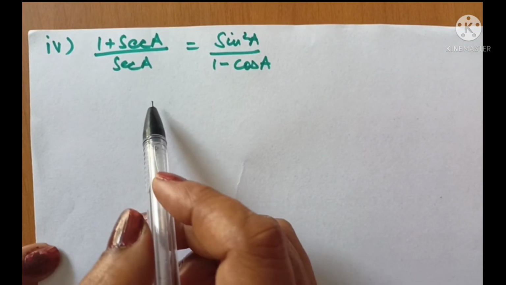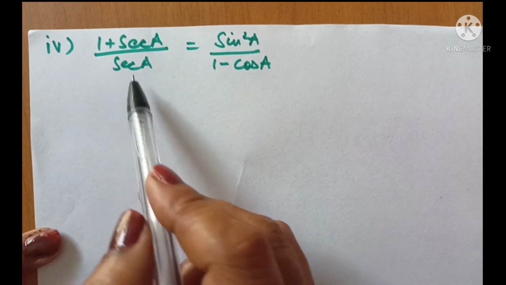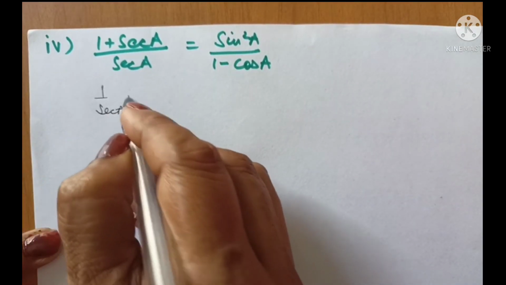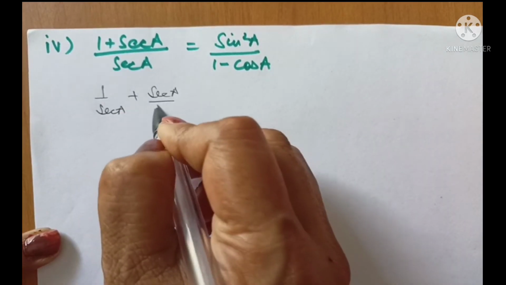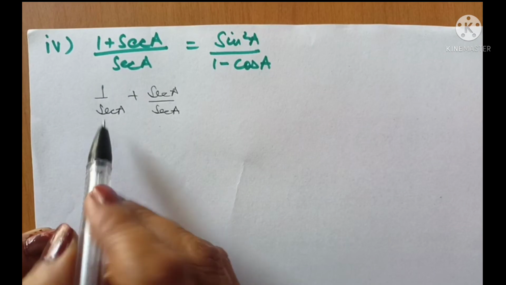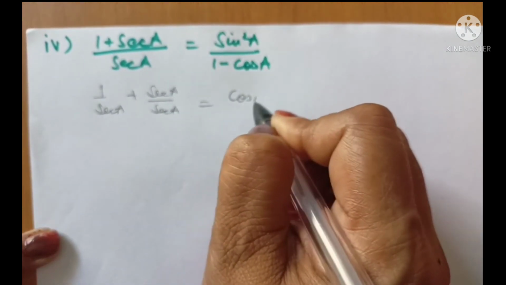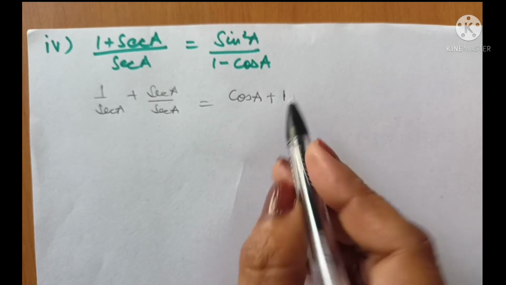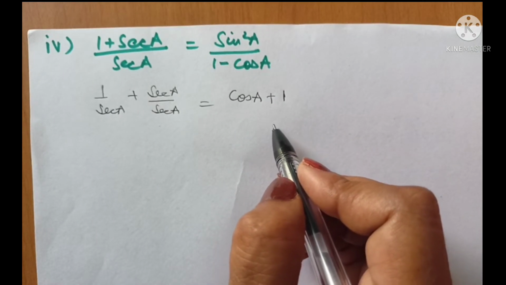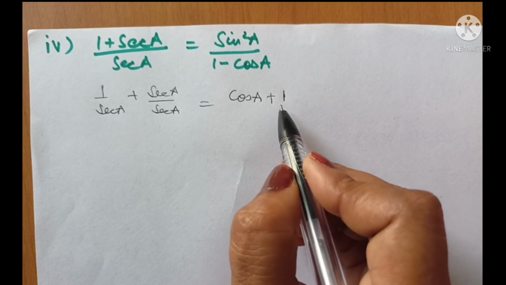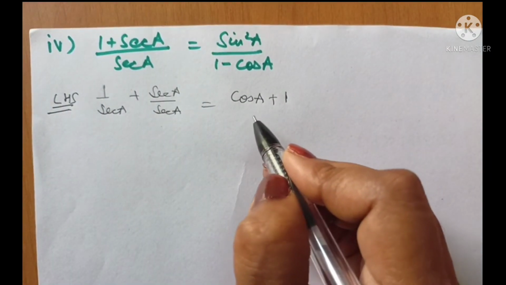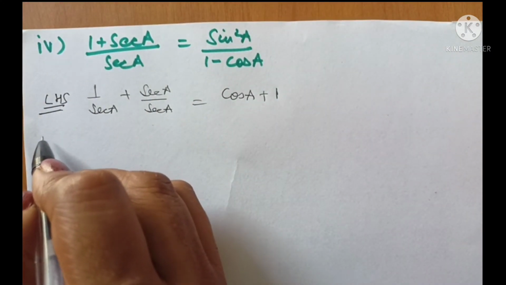This is comparatively easier. See here, we can simply separate them out. Very easy. I can write it as 1 upon secant A plus secant A upon secant A. Now what is 1 over secant A? 1 over secant A is cos A, and secant A over secant A is 1. Now you might feel that we have reached the maximum simplification. I have got cos A plus 1. Now one of the ways out is that you leave this here and take up RHS.